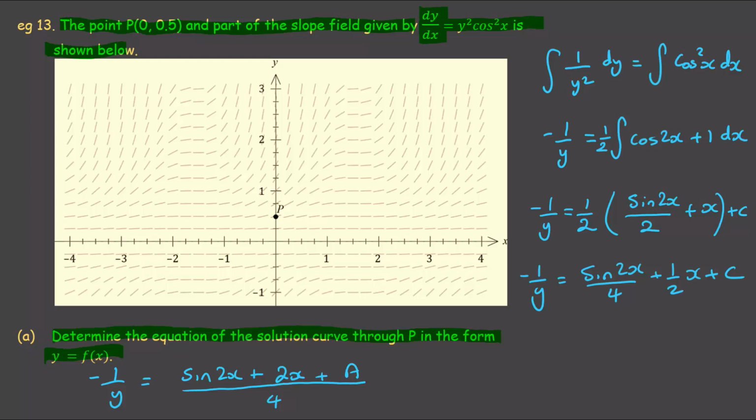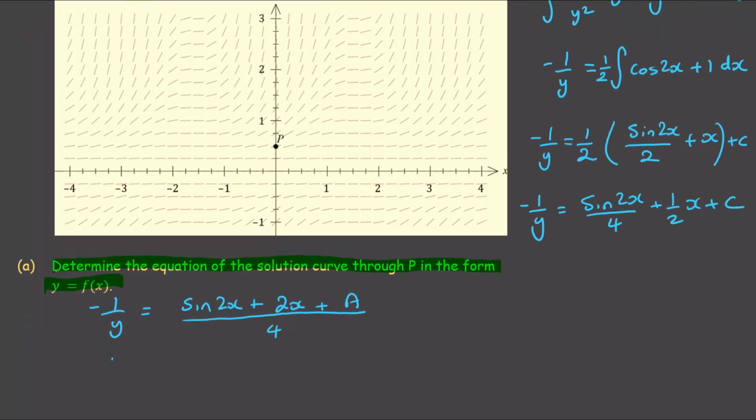Now we can flip the fraction upside down, and this one will be y over 1. And don't forget we've got this negative here. And flip the other fraction upside down, but what I'm going to do is put the negative onto this side. So it will be 4 over sine 2x plus 2x plus a.